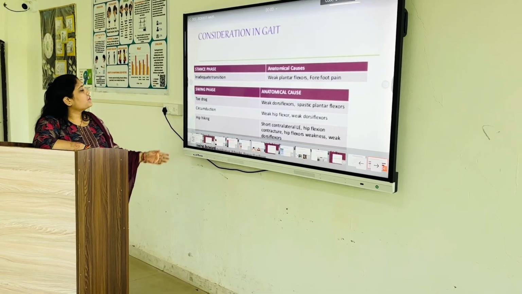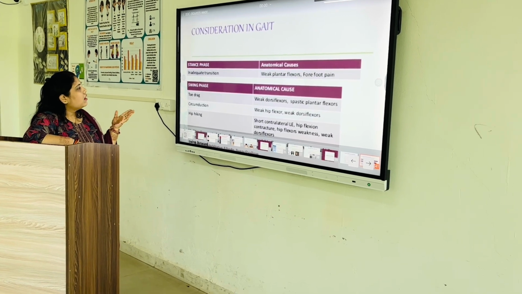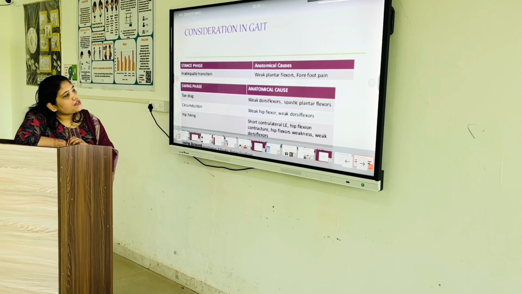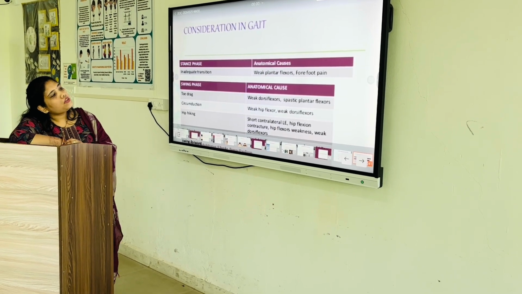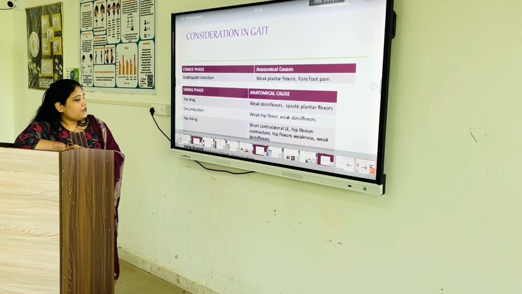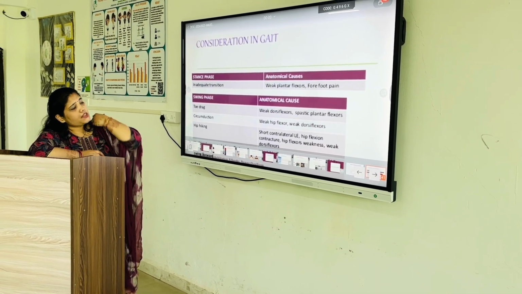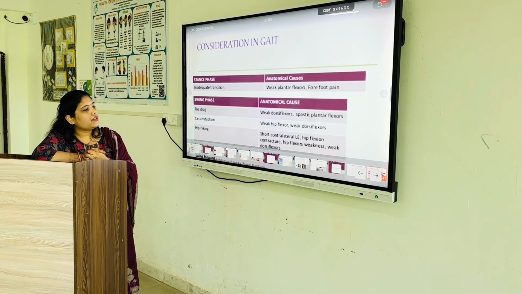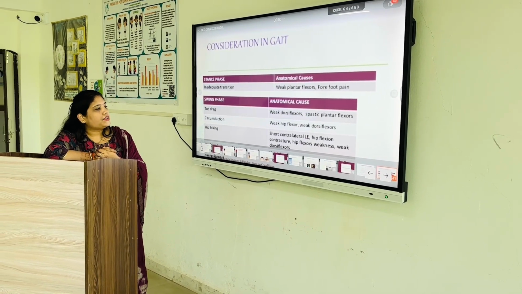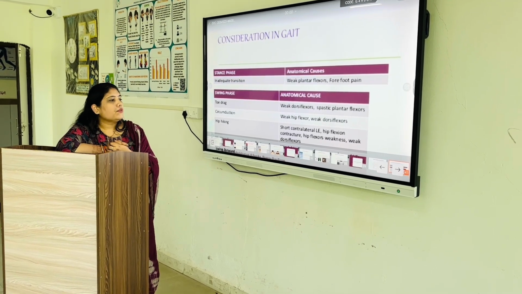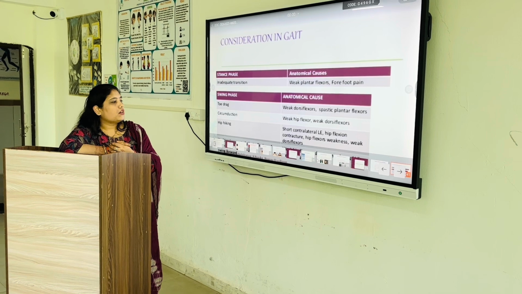Considerations in gait: stance phase, inadequate transition; swing phase, toe drag, circumduction, hip hiking. Anatomical causes: weak plantar flexors, forefoot pain. Anatomical causes: weak dorsiflexors, spastic plantar flexors, weak hip flexors, short contralateral lower extremity, hip flexion contracture, hip flexor weakness, and weak dorsiflexors.